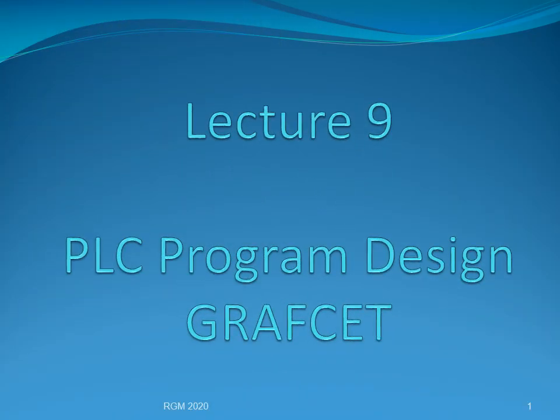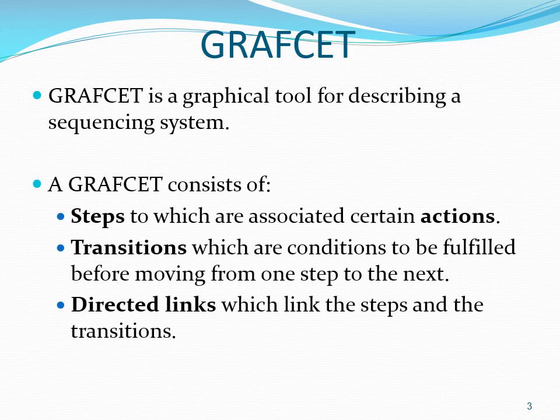In this lecture, we are going to look at the use of GRAFCETs in the design of PLC programs. A GRAFCET is a graphical tool that is used for describing a sequencing system. It consists of steps which are associated with actions, transitions, and directed links. We shall use an example GRAFCET to describe these components of a GRAFCET.